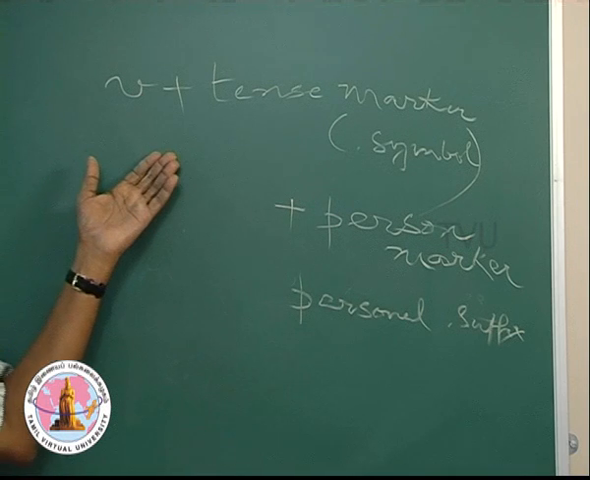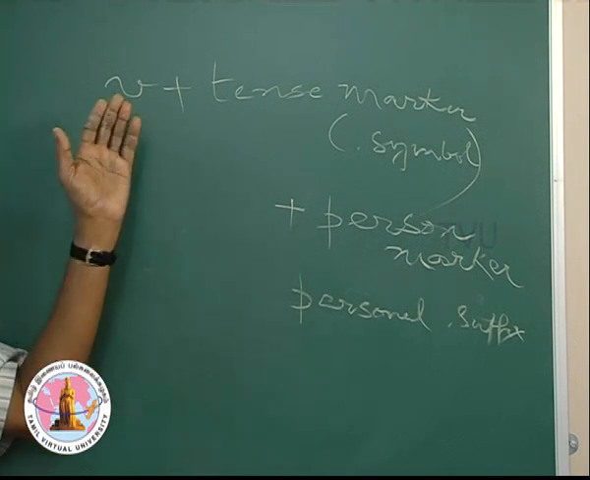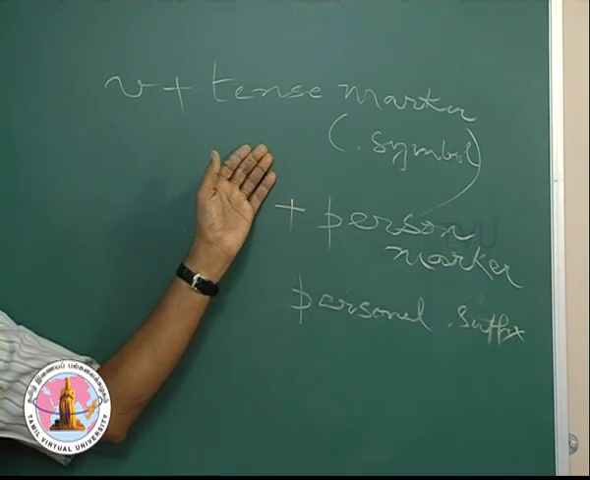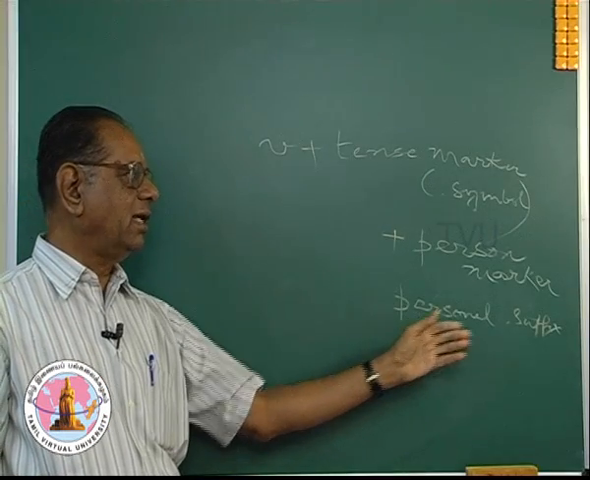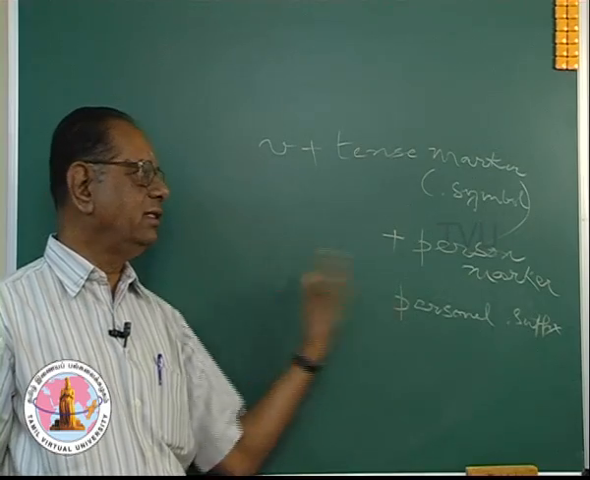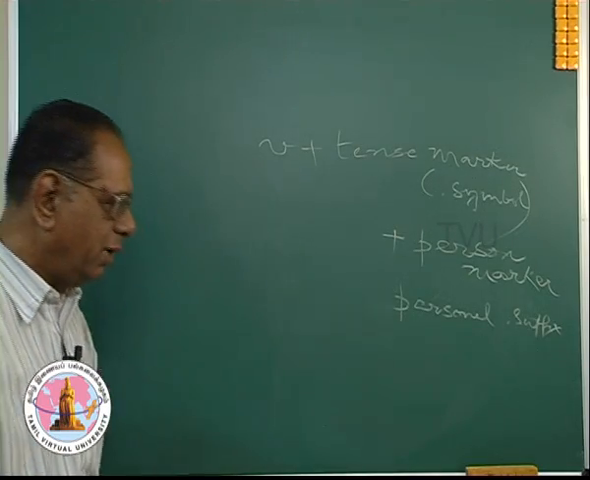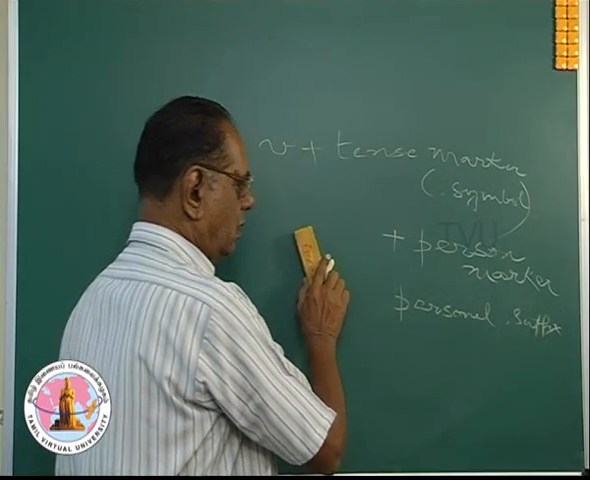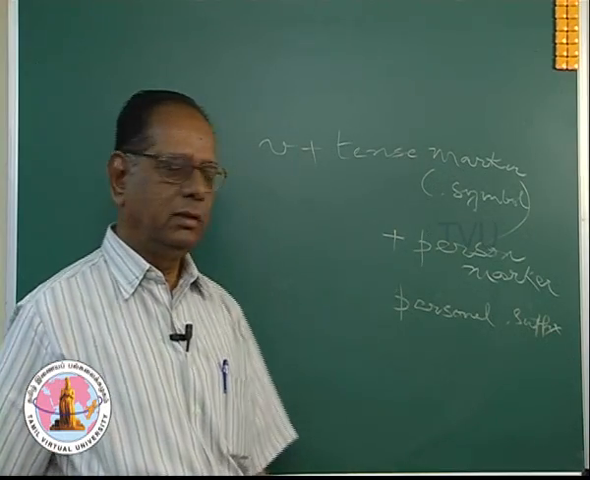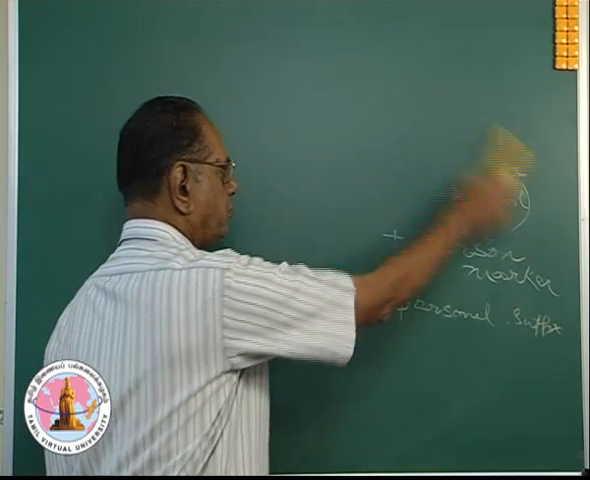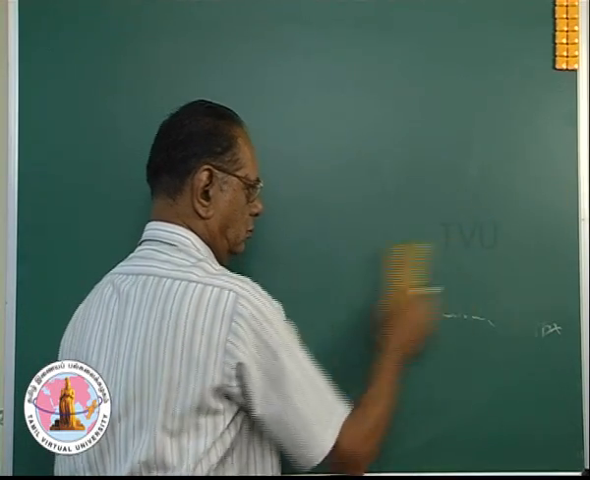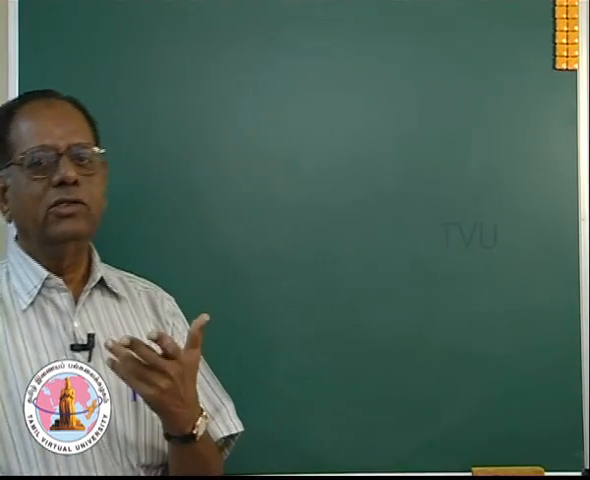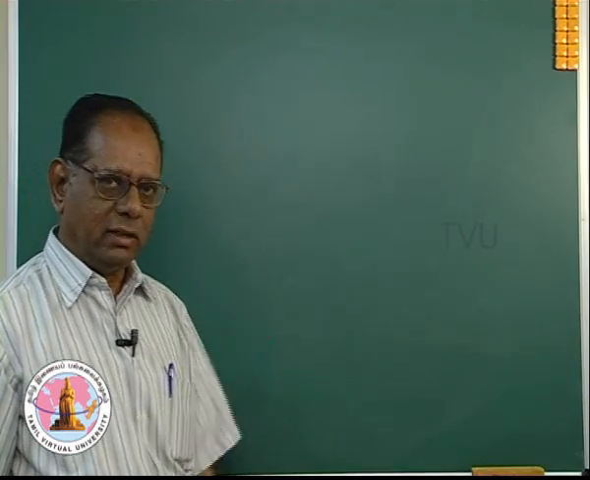A finite verb in Tamil must have a verb, the tense marker and the personal suffix. Only then it can be a complete verb, a finite verb. So, we shall take up these two things now. Infinitive is always a command.